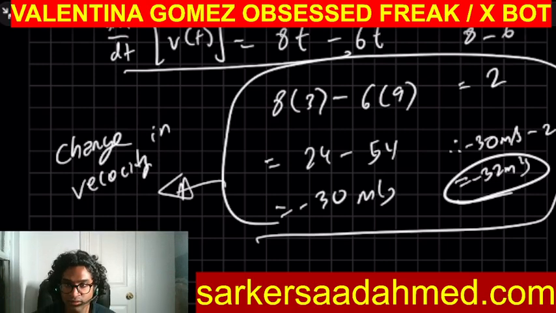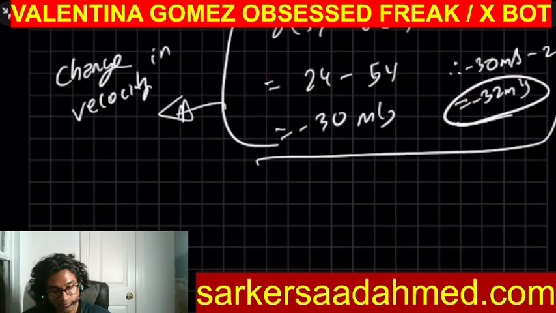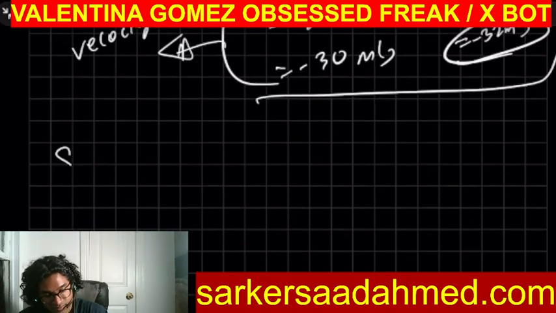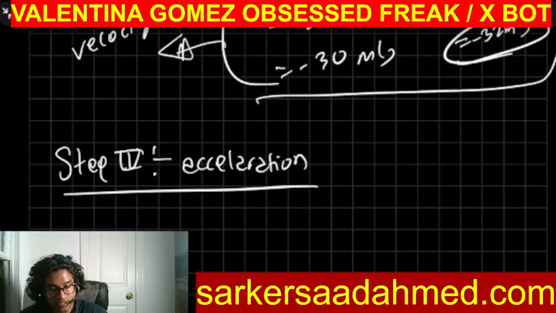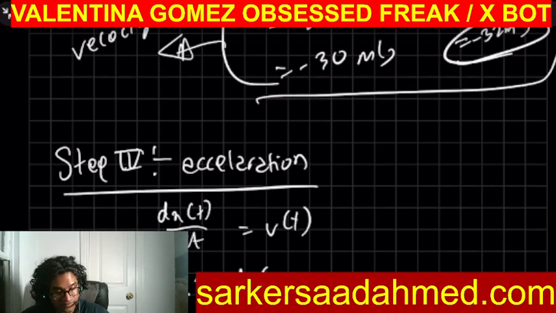Oh, my bad. There. So you have the change in velocity and you have the instantaneous velocity. Cool. Now, acceleration. Step 4, acceleration. Now, if dx of t by dt is v of t, then dv of t by dt would be a of t.